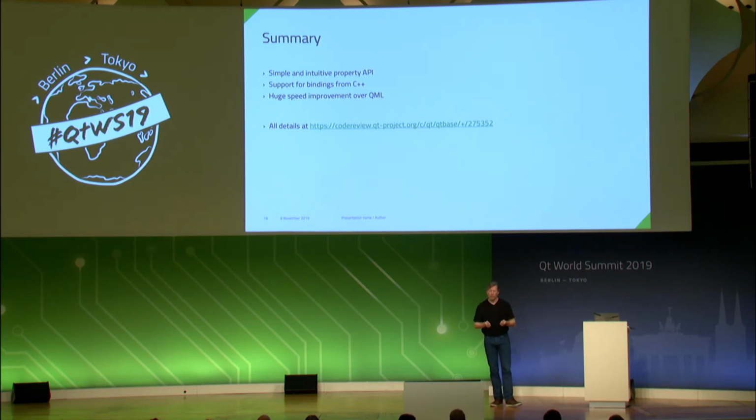And we're getting a huge speed improvement over current QML, and we can use that in QML in Qt 6 as well. All the details, the work in progress patch for getting those bindings into Qt, up there's the link on code review. If you're interested in all the details, all the things I left out, it's around 2,000 lines of code in total for everything, to flesh out all the details. Have a look at it.